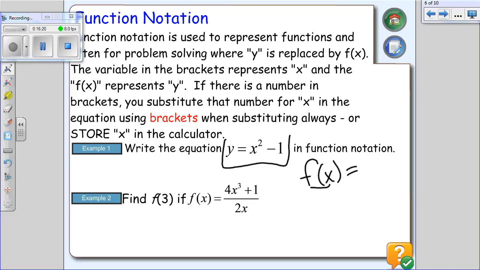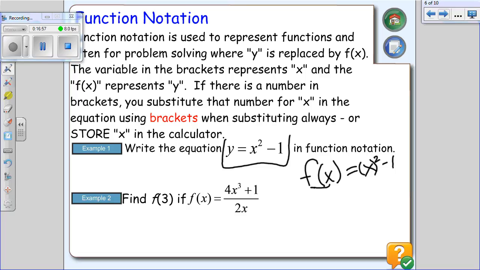Example 1. Write the equation y equals x squared minus 1 in function notation. All you do is you change your y to f of x. So f of x is equal to x squared minus 1. That's function notation. It's that easy. It's just knowing the terminology that function notation means f of x. You don't have to put the x in brackets until you sub something in.